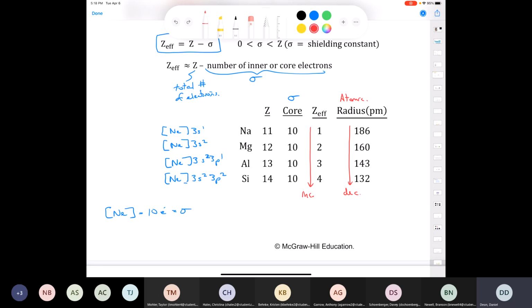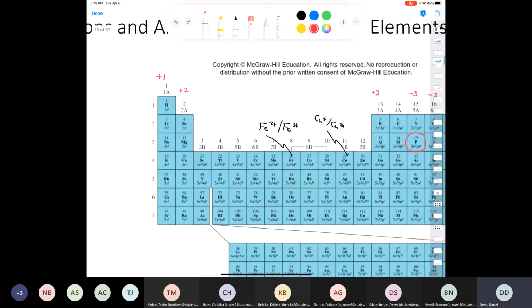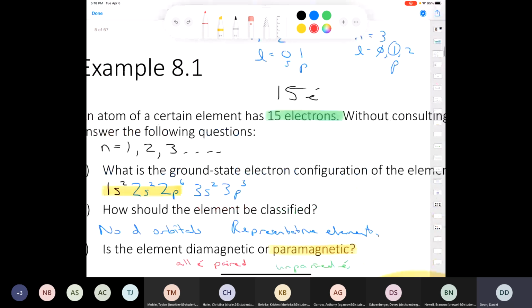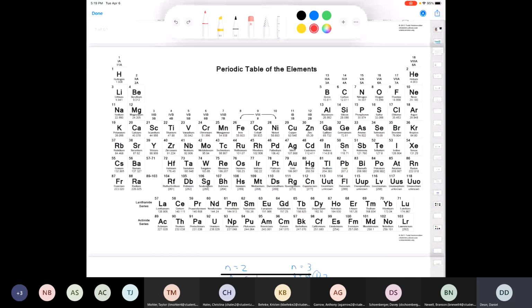It might be easier to look at it if we go to a periodic table. So let me back up. I had a periodic table a couple of slides ago. Where was it? Right here, okay? Again, we're going from sodium to magnesium to aluminum, all the way across here. And what we see is that atomic size is decreasing. We always have the same number of core electrons.